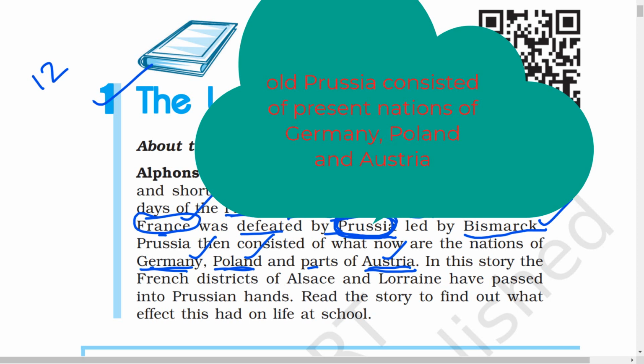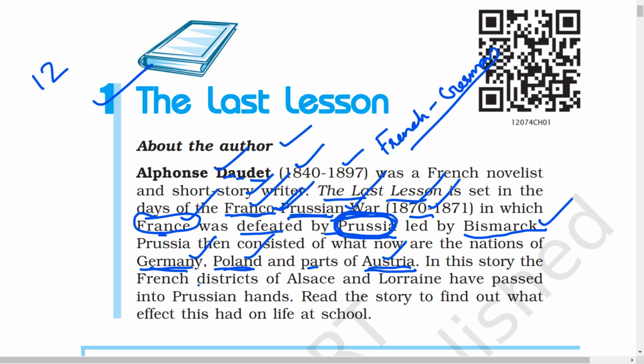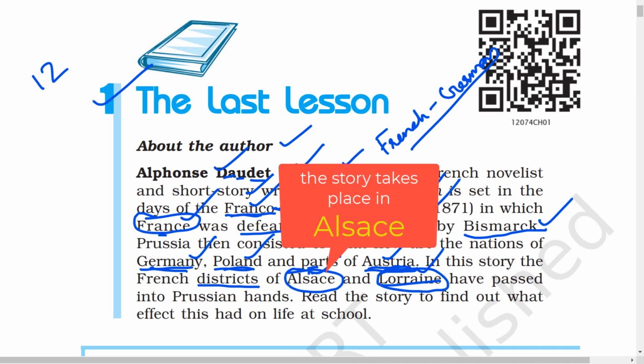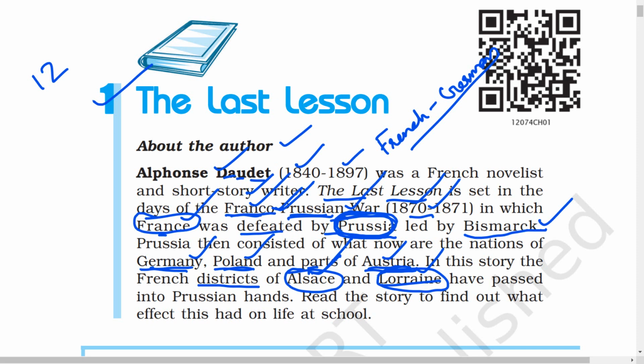After that, in the story, the French districts of Alsace and Lorraine, which are adjacent to present Germany, have passed into Prussian hands. Prussian hands here means the German hands. Germany invaded France and conquered these two districts, Alsace and Lorraine.